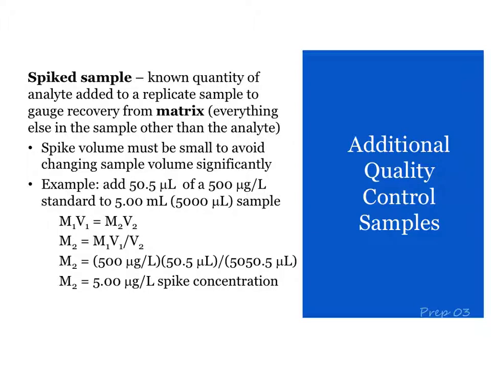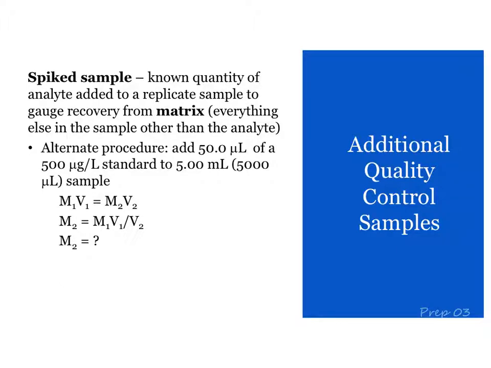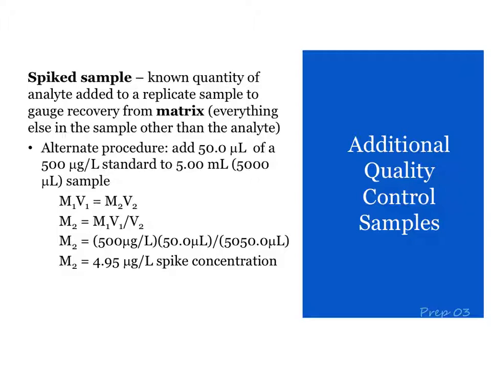We'll see, though, that every additional step increases the amount of uncertainty in our measurements. So let's look at a more realistic method for spiking a sample. Let's consider this alternate procedure. What spike concentration results when you add 50 microliters of a 500 microgram per liter standard to the sample? Running through the calculations, we see that the spike concentration is only reduced by a tiny amount compared to the 50.5 microliter addition. As long as you know the amount that you've added in your spike, the percent recovery can be calculated.